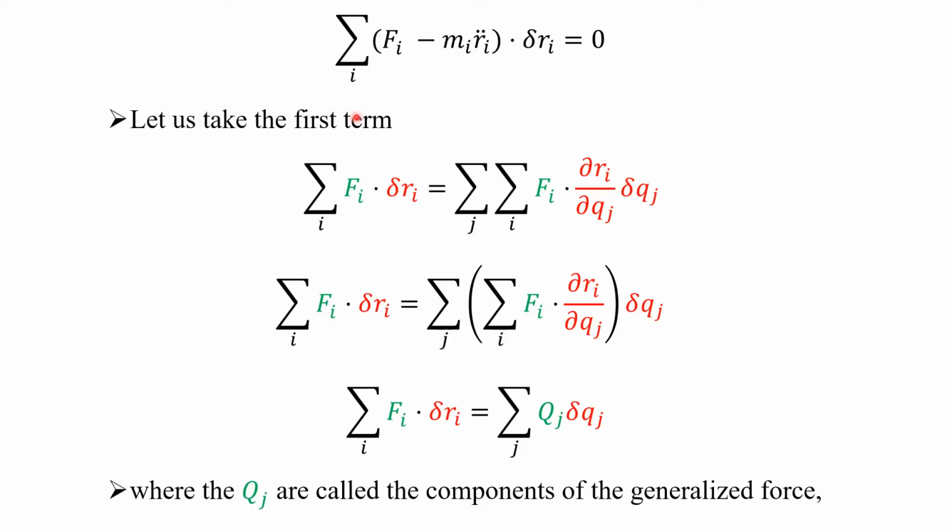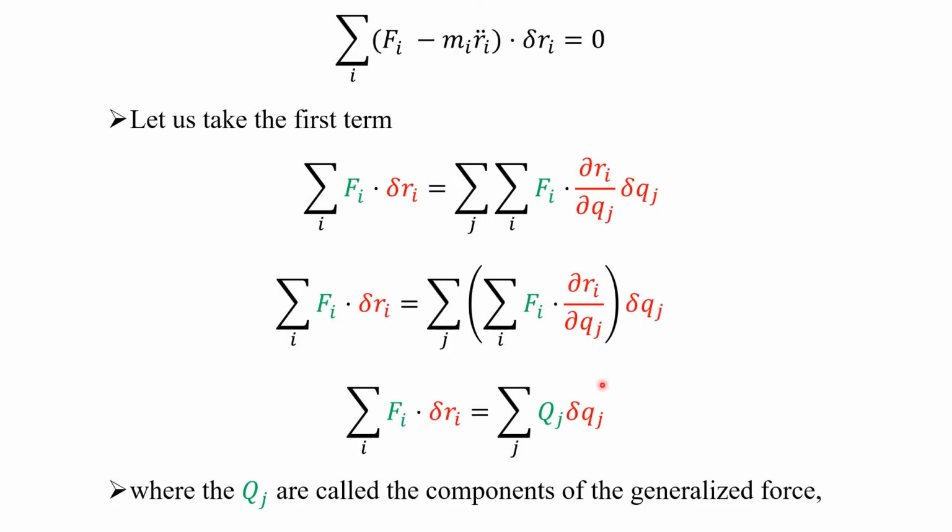Now let us take the first term, that is, the summation over i of Fi dot delta ri. This can be written, as we have just seen, with delta ri, which I have shown in red font, as the summation over j of partial ri over partial qj into delta qj. Of course, Fi is running over i, the summation over i. The first term of this expression can be written like this.